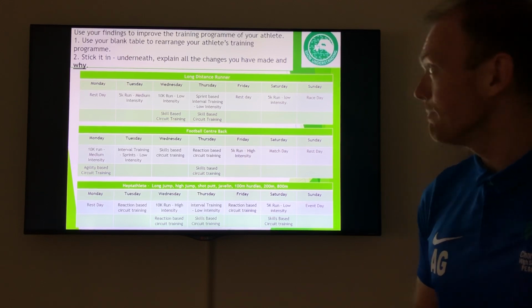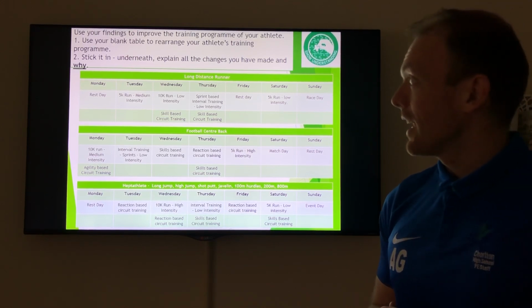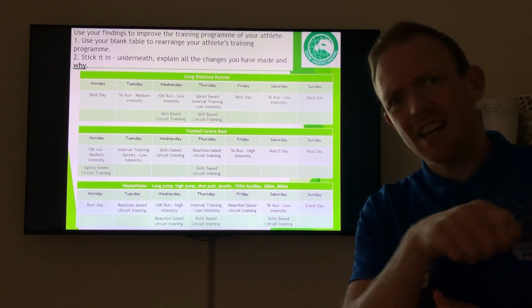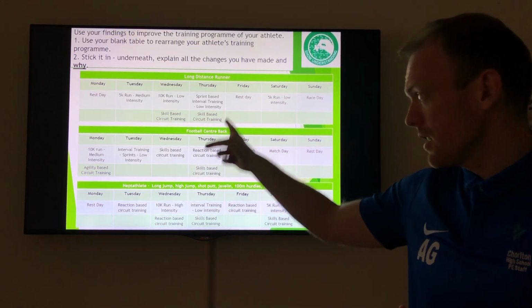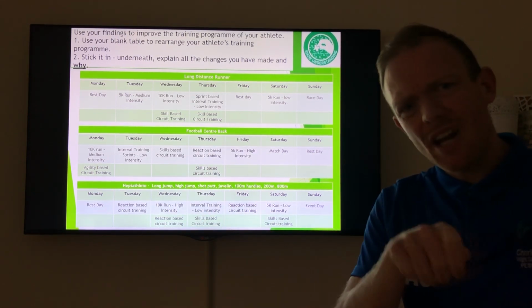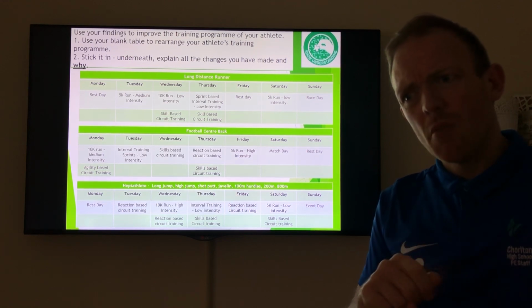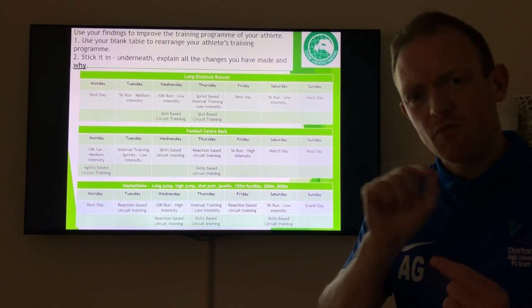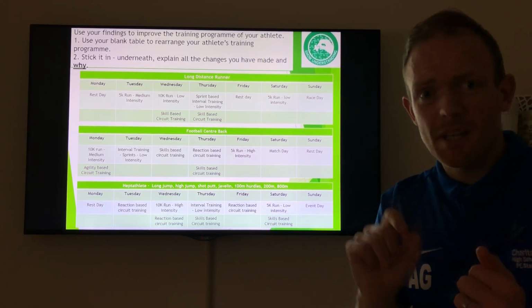If you've printed out the sheet, then I'd like you to just annotate one of these three. What would you take out? So cross through what you could take out. Maybe write something else in that isn't there that you'd like to be in that training plan.